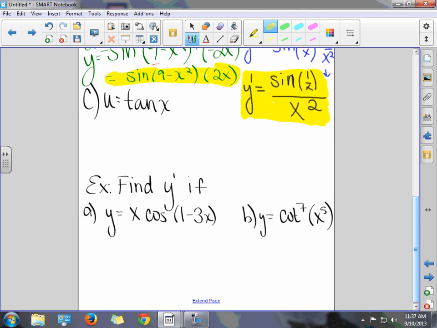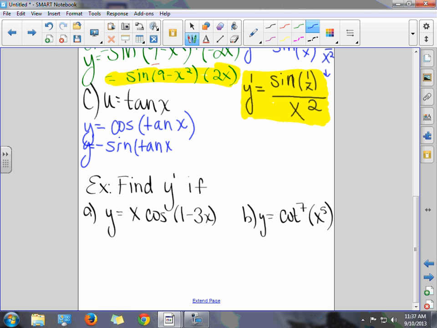So let's try this one. If we have u equal to tangent x, then my y is going to be cosine of tangent x. So the derivative of my outside is negative sine. y prime is equal to negative sine of tangent x times the derivative of the inside, which is secant squared x. All right, that looks good. This is y prime. And there's not really much you can do to clean that up, so I'm just going to leave it the way it is.